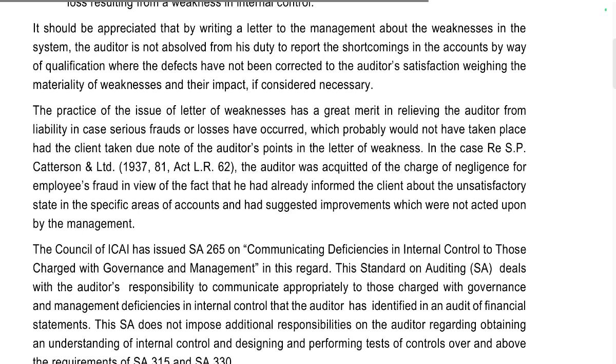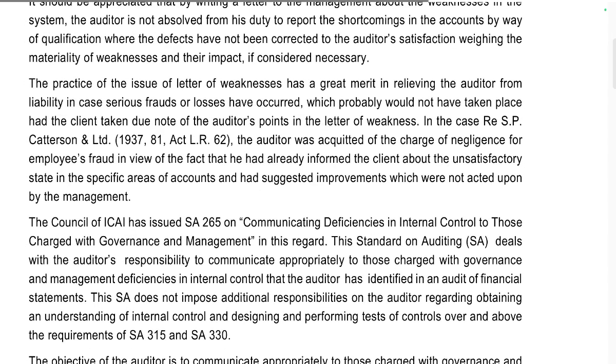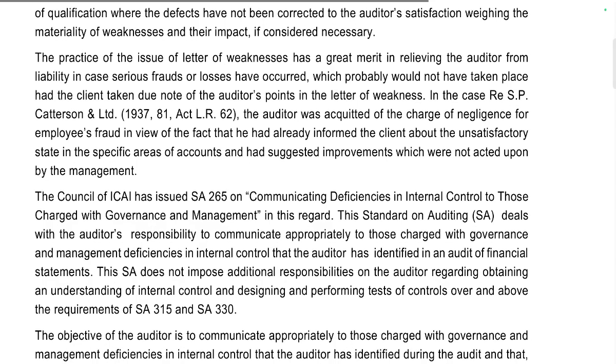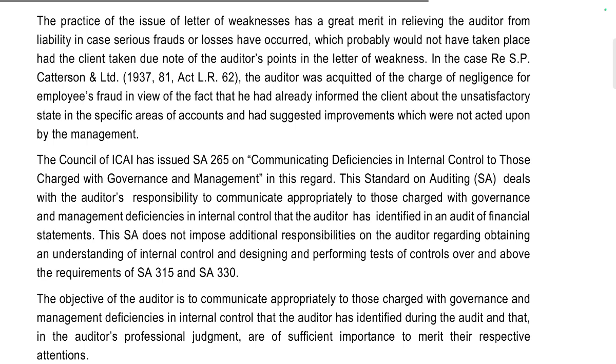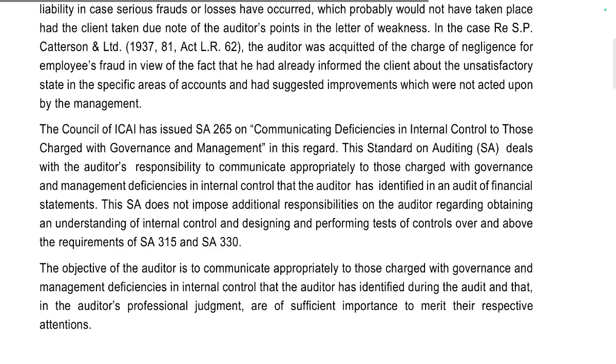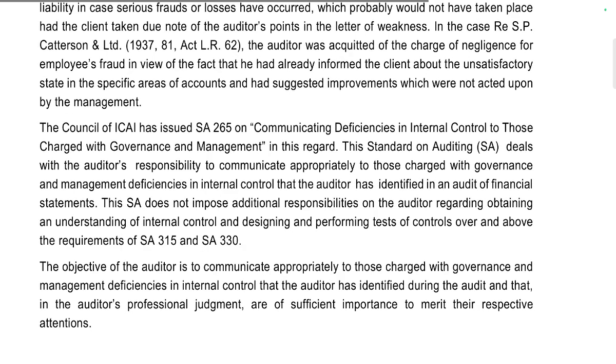The practice of issuing the letter of weakness is of great merit in relieving the auditors from liability in serious cases of fraud and losses. They probably would not have taken place had clients taken note of the auditor's letter of weakness. In the case of Pacific Acceptance Corporation, 1937, the auditor was acquitted of the charge of negligence in the employee's fraud in view of the fact that he had already informed the client about the unsatisfactory state of the specific area of accounts and had suggested improvements, which were not acted upon by management.